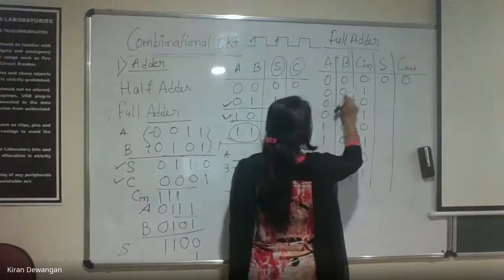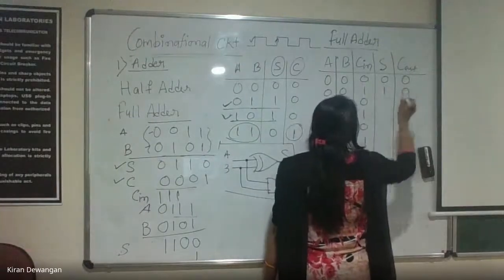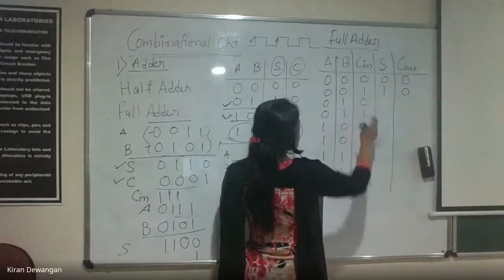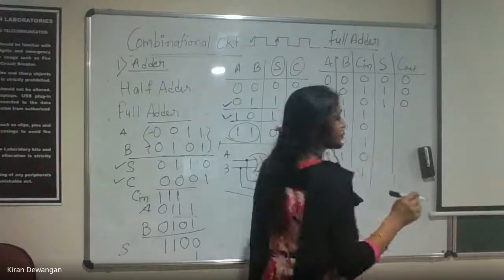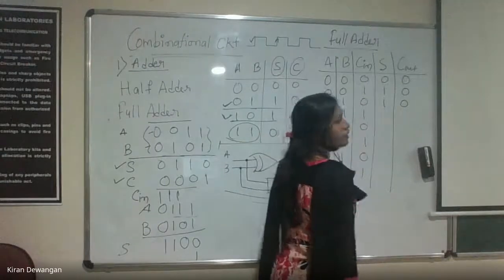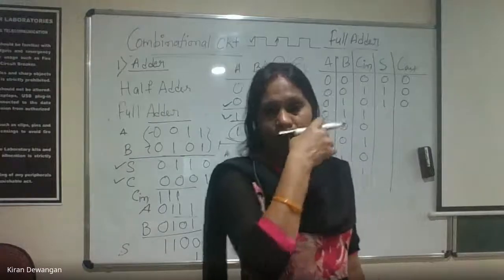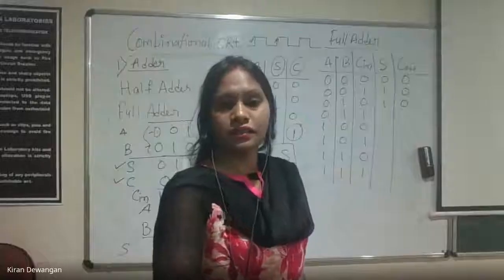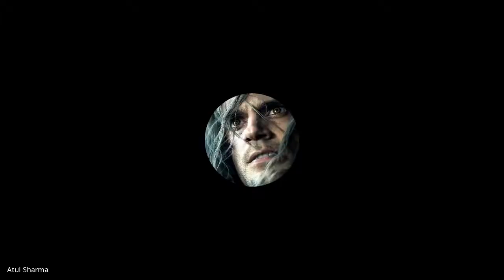0 plus 0 plus 1. Sum goes 1, carry is 0. Clear? Now 0 plus 1 plus 0. Sum is 1, carry will still be 0. Here 0 plus 1 plus 1. What would be my sum and what would be my carry out? क्या होगा? Sum is 0. Carry out will be 1. Correct.